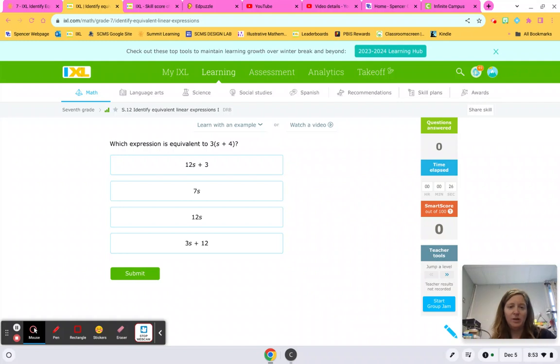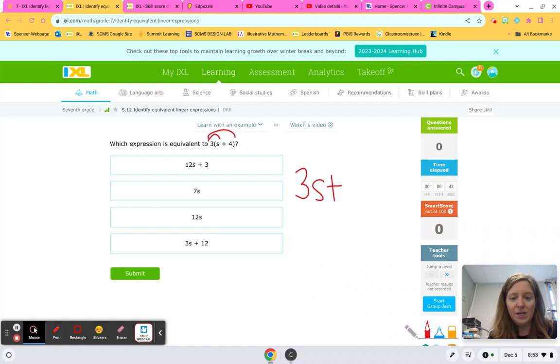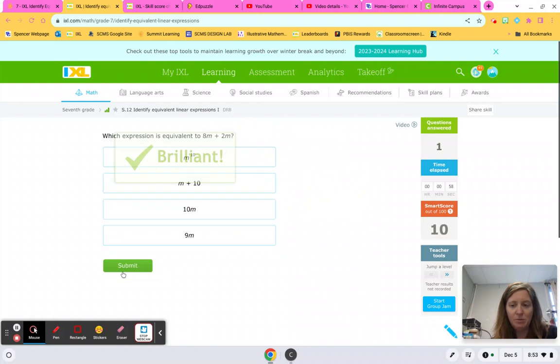Which expression is equivalent to 3(s plus 4)? On this particular one, you want to do the distributive property. You want to multiply what's on the outside of the parentheses, the 3, by everything on the inside of the parentheses. So 3 times s is 3s, and 3 times 4 is 12. So your answer would be 3s plus 12. The reason why you stop there is because you cannot combine the s's with the whole numbers because they are not like terms. All right, let's move on to the next problem.